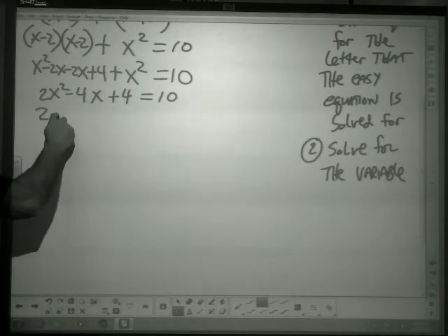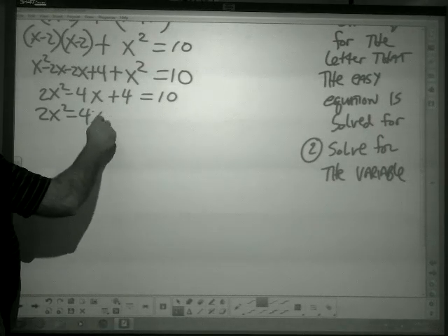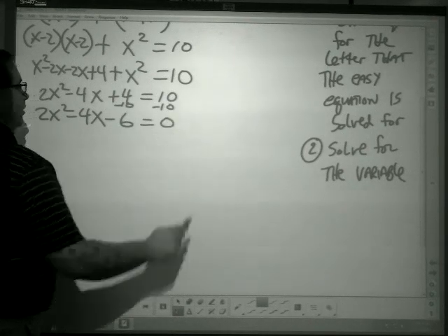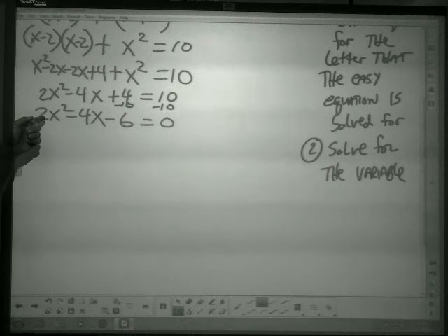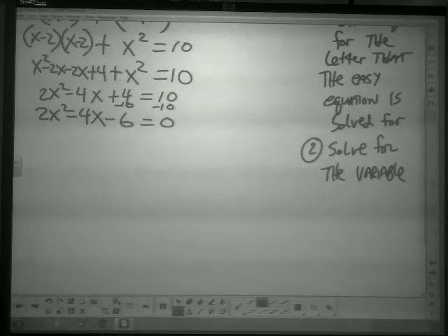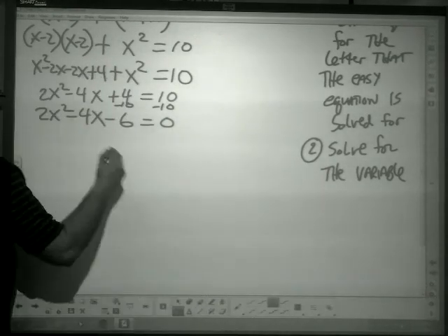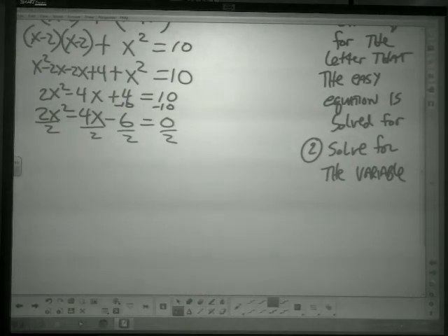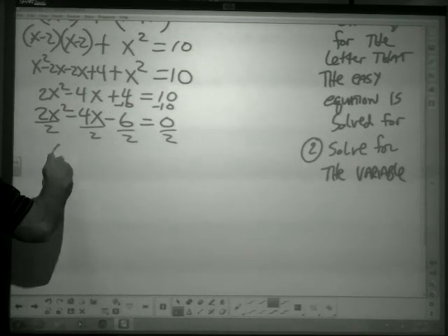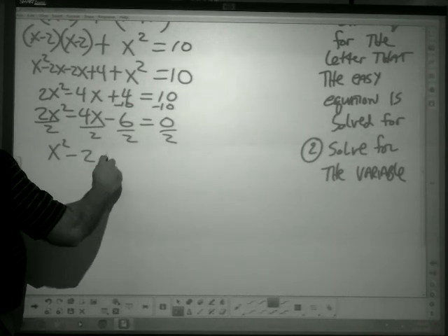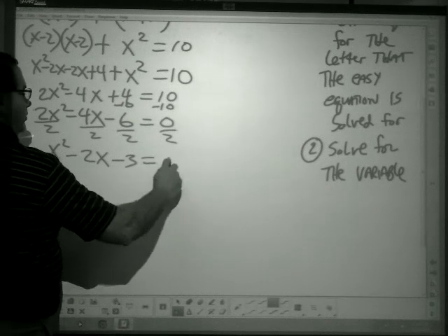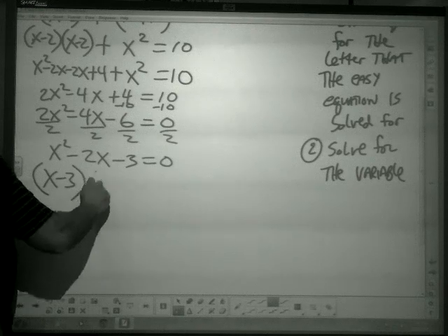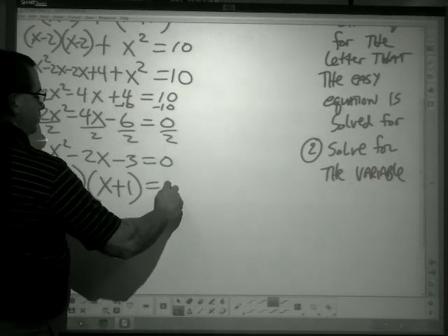Get it equal to 0. 2x squared minus 4x, I'm going to subtract 10, 4 minus 10 is minus 6, equals 0. Now again, leading coefficient bigger than 1. I could try the AC method, but I see that I can divide everything by 2, so I'll do that. It's just a matter of going back to chapter 2, solving all this stuff. So I have x squared minus 2x minus 3 equals 0. Factors of 3 with a difference of 2. (x minus 3)(x plus 1) equals 0.